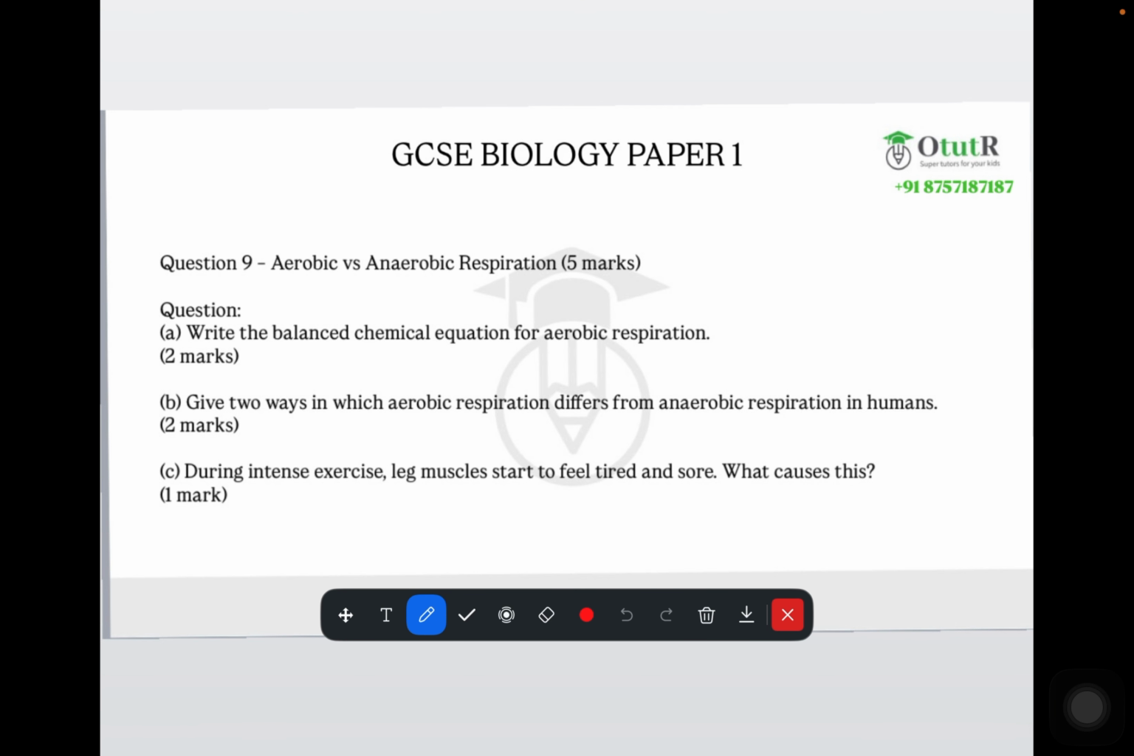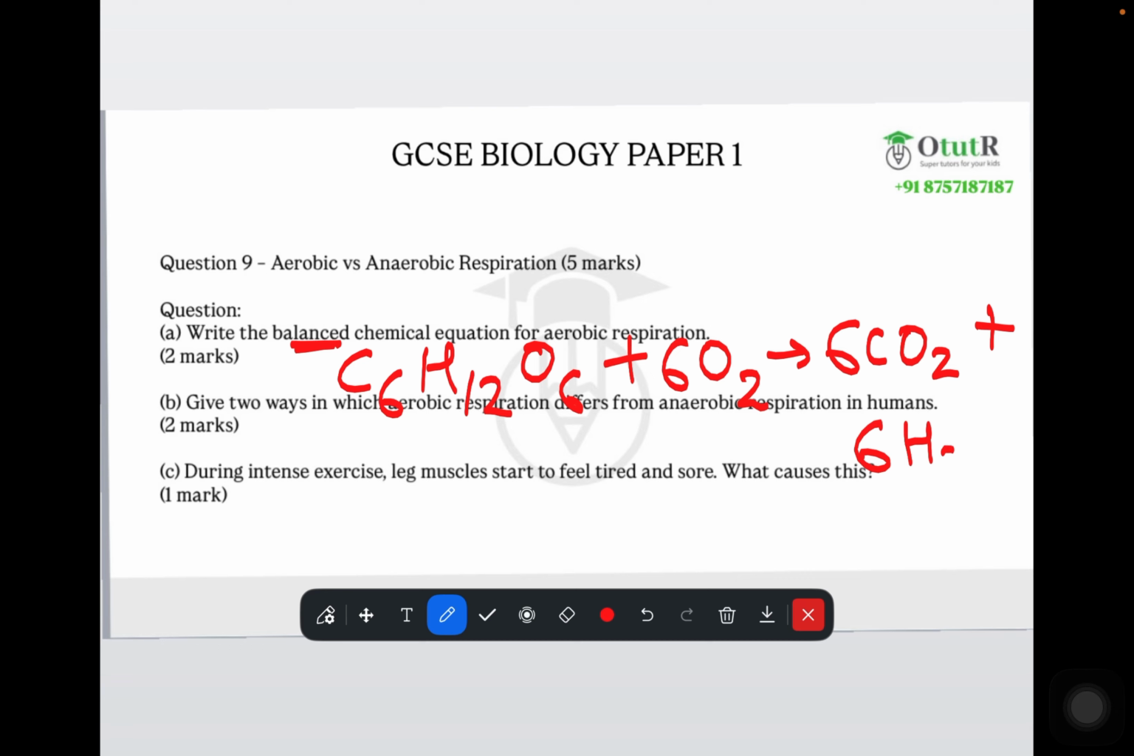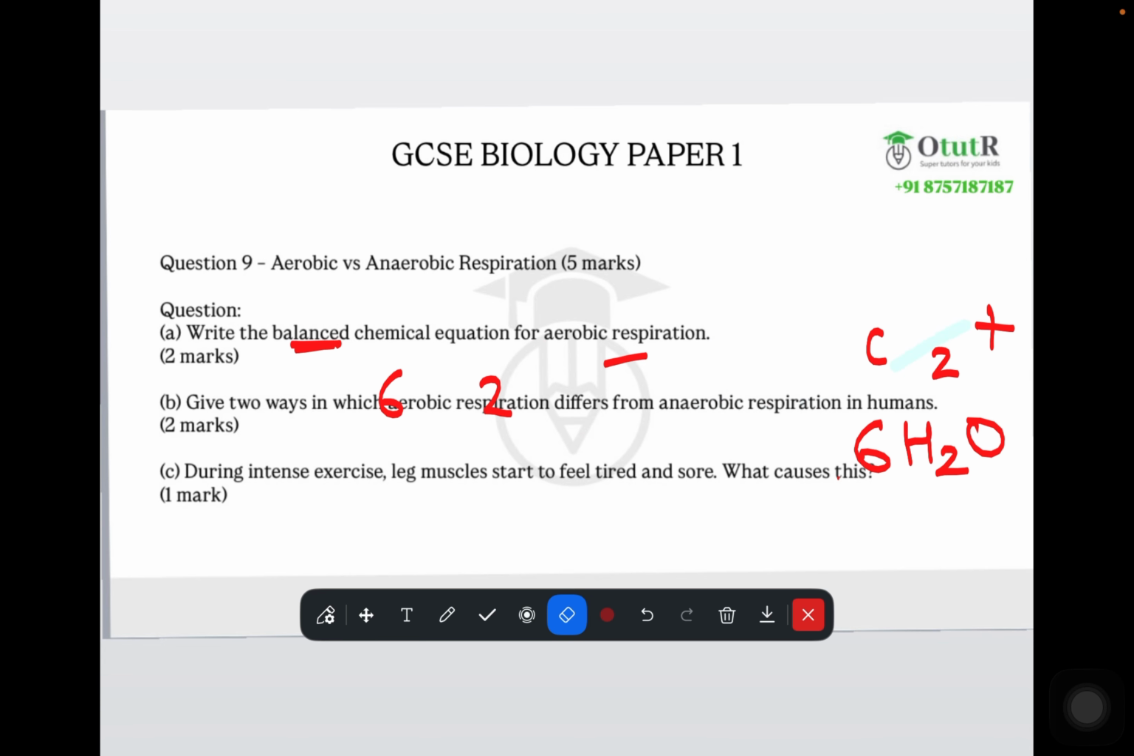Question 9. Aerobic versus anaerobic respiration. Write a balanced chemical equation for aerobic respiration. It mentions a balanced chemical equation. C6H12O6, this is glucose, plus 6 molecules of oxygen gives 6 molecules of carbon dioxide plus 6 molecules of H2O. Remember, if you just write the equation and do not balance it with the right number of molecules, you might lose 1 mark.